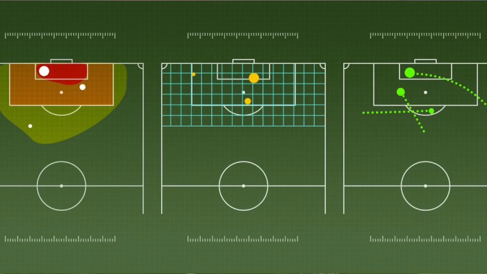Going to look at XG today. What is it, and why do we use it? Well, XG is a probability score given to any shot that is taken on the chance that it will actually end up in a goal.